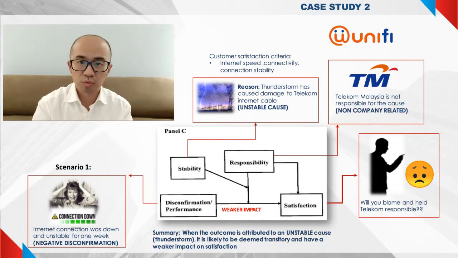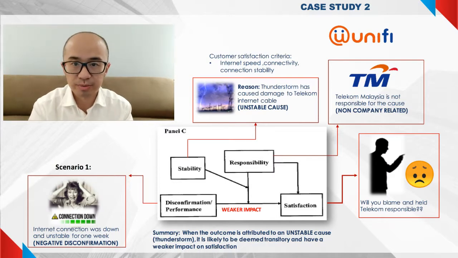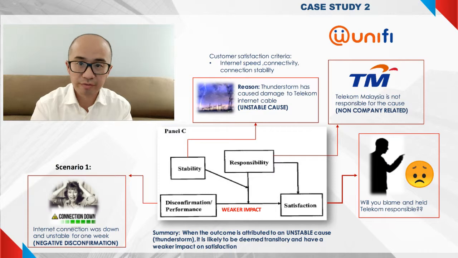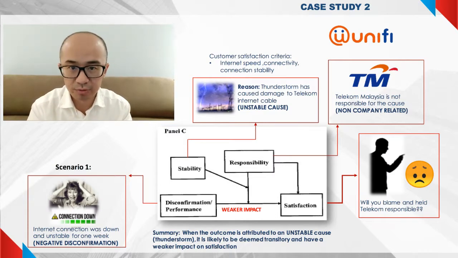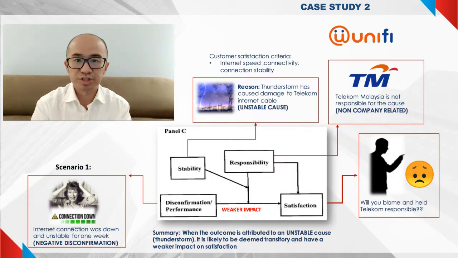So one fine day, due to bad luck, a thunderstorm has hit and damaged one of the telecom cables, and that has caused the internet connection to be down, not stable for a week, and this is what we call negative disconfirmation. So as a customer of Unifi or Telecom Malaysia, obviously you will feel sad, you will feel disappointed, but would you blame and hold Telecom responsible for that? Most people will say no.